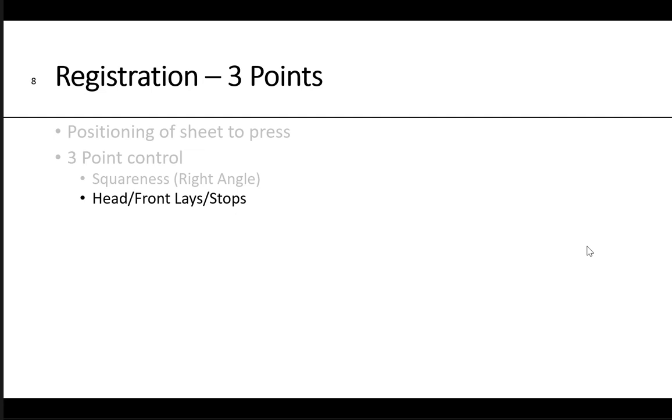So you have these head or front lays or stops. They determine the front margin. These are often abbreviated or symbolized with two X's for the gripper edge. And then you have the side guide edge, a single X representation. Now the side guide can be a push or a pull type. Pull is better than push.